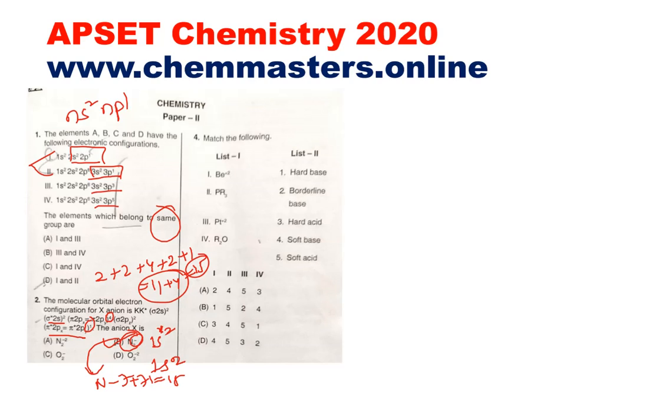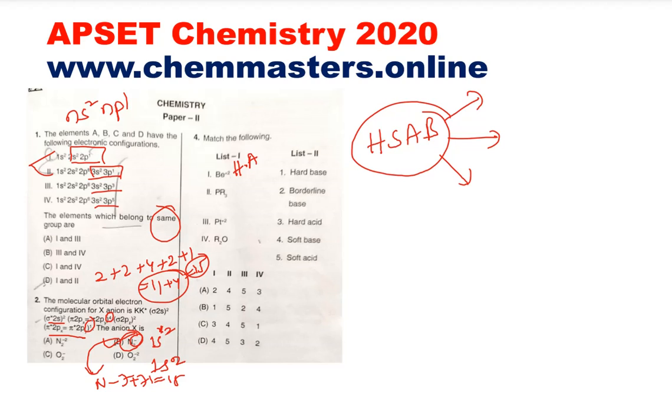Now the next question, match the following. Here the question is given based on the HSAB principle, which is very important for CSIR, degree lecturers and SET and so many examinations. So here beryllium plus 2 is a hard acid, whereas trialkylphosphine is a soft base, and platinum plus 2 is a soft acid, and the base R2O, that is ether, is a hard base. Now just make the combinations.